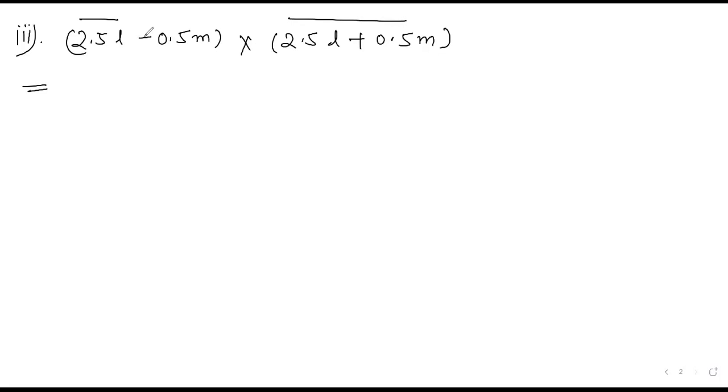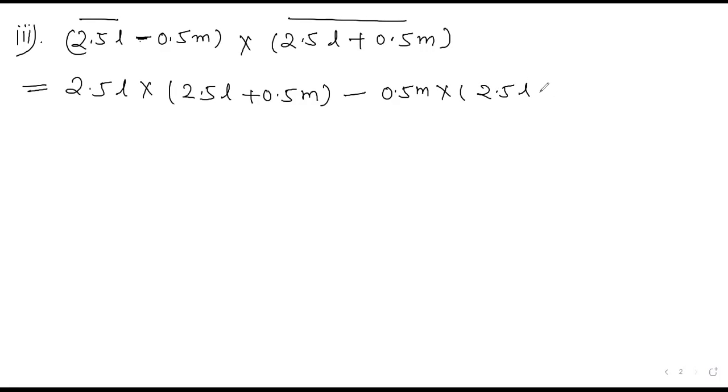Actually, this question would be very easy with identities, but we have not discussed identities up to now. So here we will follow the binomial concept. So 2.5L is multiplied with 2.5L plus 0.5M. Minus sign will be there because of this one. Minus 0.5M is multiplied with 2.5L plus 0.5M. Okay.